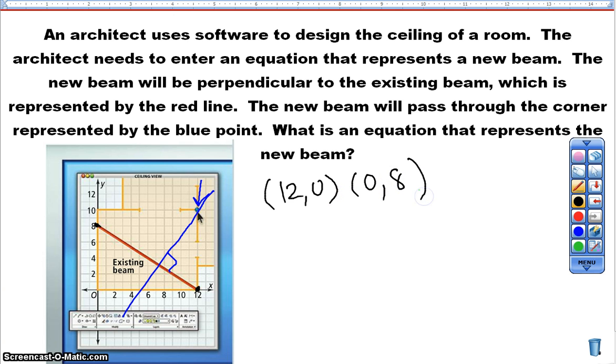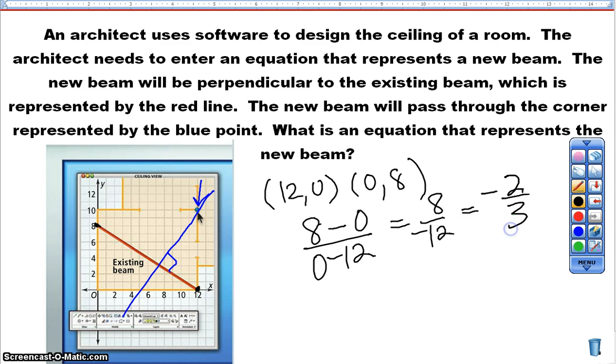And you could either do your y2 minus y1 or you could just count up and over if you so choose. I'm going to do the formula here. 8 minus 0 over 0 minus 12. And that's going to come out to be, let's see, that reduces to negative 2/3 for the slope. Now, that's the red line. That's this guy right here. To find my line, I have to flip it and change the sign. So I'm going to flip that and it becomes 3/2.